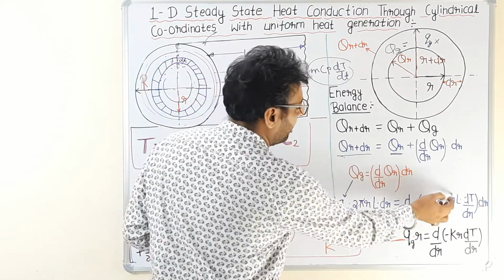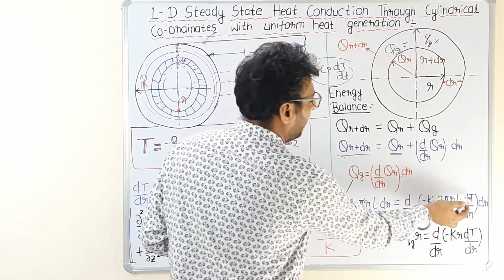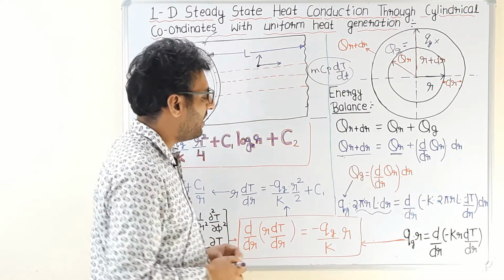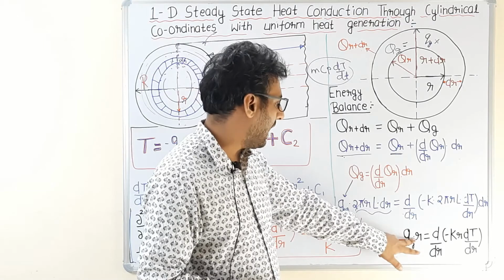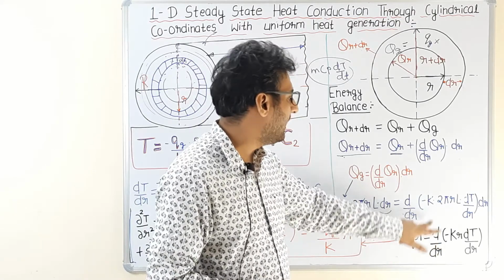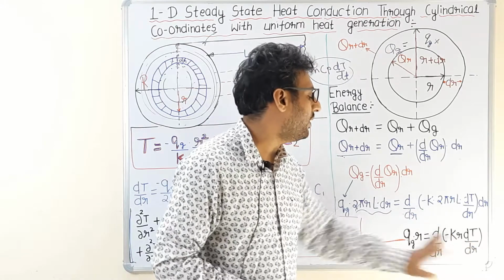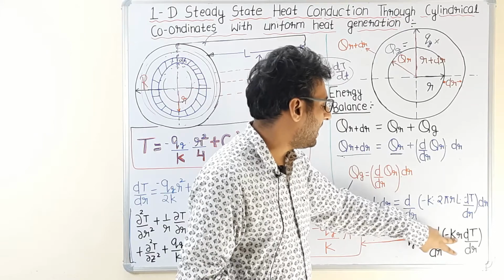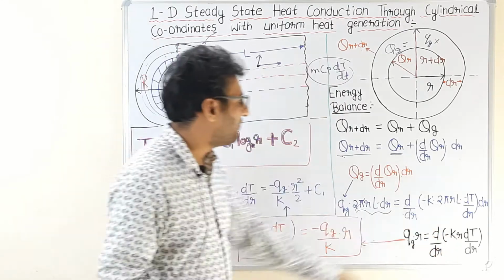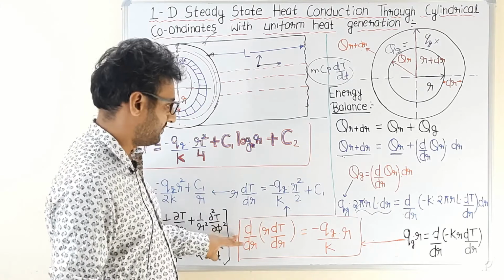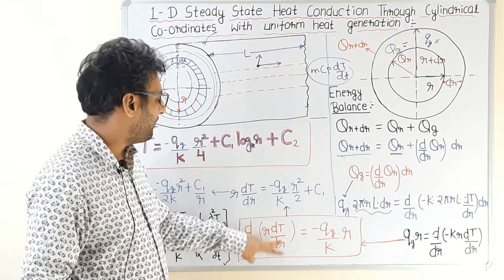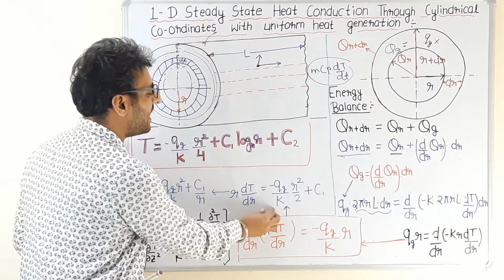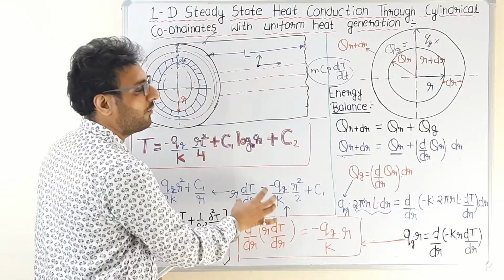2 pi and 2 pi will cancel each other, L and L will cancel each other, and dr and dr will cancel each other. Hence we are left with Qg into r equals d upon dr of minus K r dT upon dr. If the thermal conductivity of the material is constant, then we can take it out of the derivative, and after rearranging we get the equation: d upon dr of r dT upon dr equals minus Qg upon K into r. So this is our basic differential governing equation for the case.